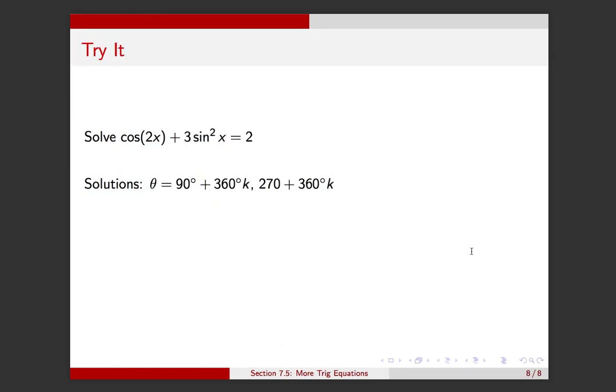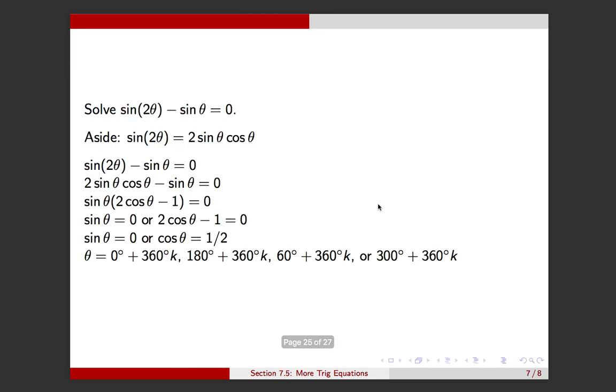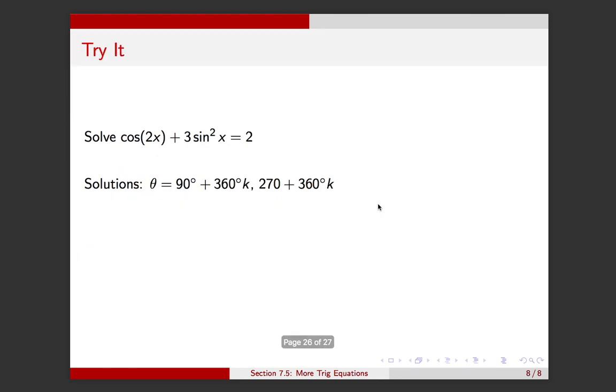Okay, so lastly, let's have you try this. Cosine of 2x plus 3 sine squared x equals 2. Here are the solutions. My apologies, there should be a degree symbol here, 270 degrees. So pause the video and see if you can solve this, keeping in mind that the way we solved this was to use a double angle identity. So pause this and see if you can solve.